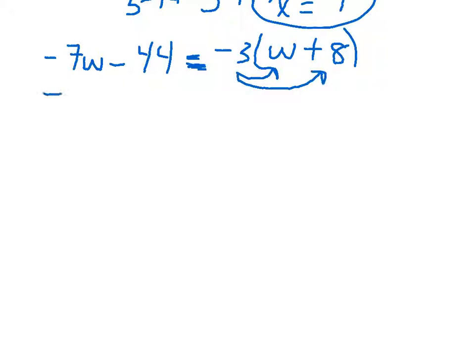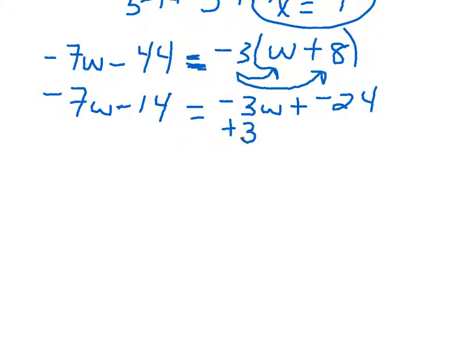Okay, let's copy over this side. Haven't touched it. We're not doing anything with that right at the moment. Negative 3 times w gives you negative 3w. Negative 3 times 8 gives you negative 24. Now we're down to the part where we have w's on both sides of the equation, so we have to move one of them over to the other. I'm going to look at that negative 3w. I'm going to make it disappear from this side by adding a 3w.